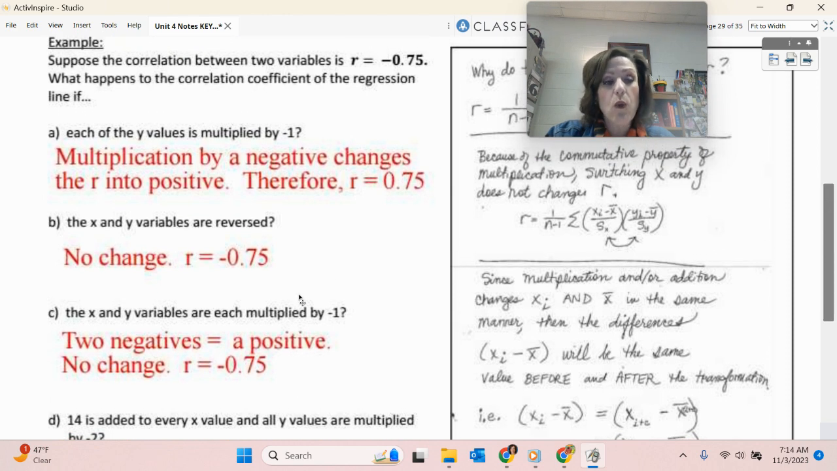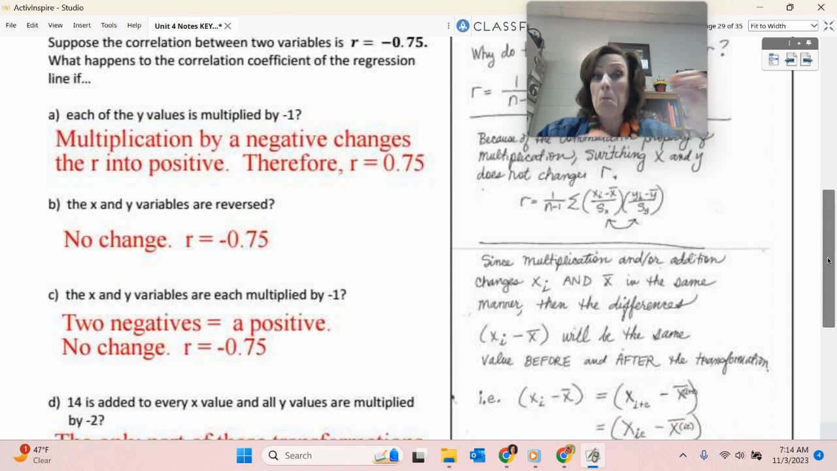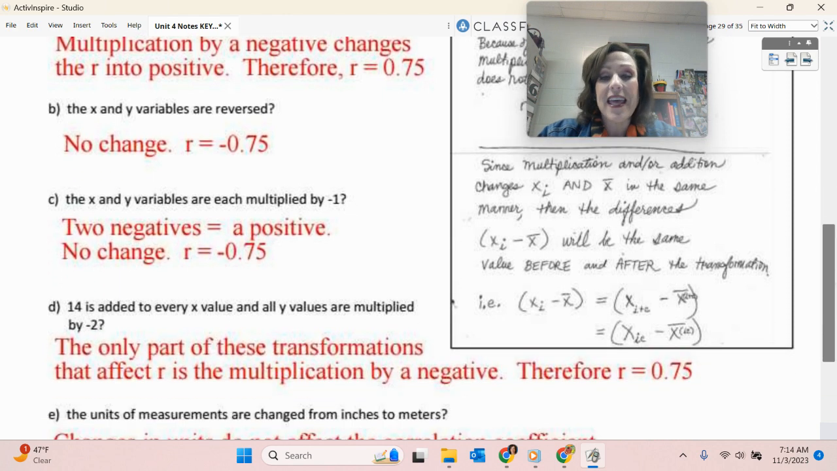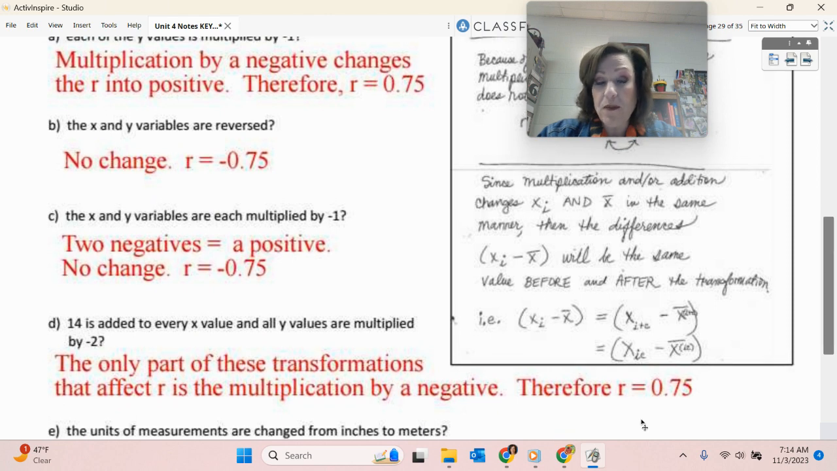Ooh, here we go. What if 14 is added to every x value? So a shift. So all the data shifts and all the y values are multiplied by -2. Okay, that's a stretch. So the shift and the stretch does not change the numerical value, r equals 0.75, but the fact that we multiplied the y's by a negative number changed the correlation from negative 0.75 to positive 0.75.